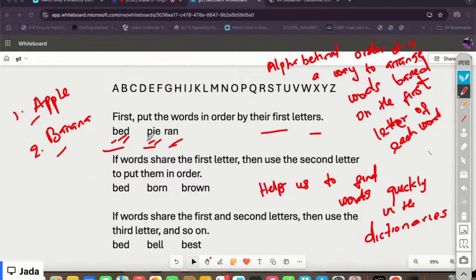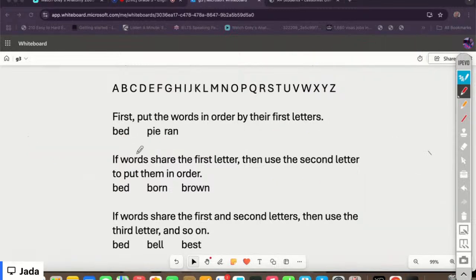So if words share the first letter, then use the second letter. So you also have to note that if the words share the same first letter, then you have to use the second letter to put them in order. So just like when we have here bed, bun, brown. So you can see that they all share B, B, B. So what you have to do now is look at the second letters. And then, of course, from the second letters, you should be able to figure out which one comes first, which one comes second, and then last.